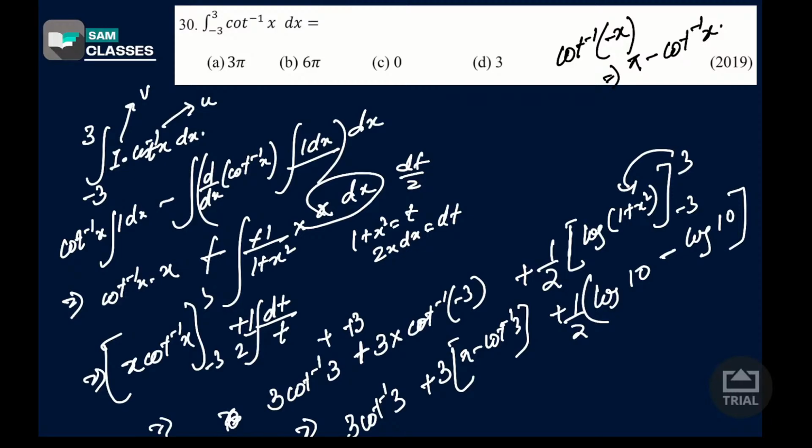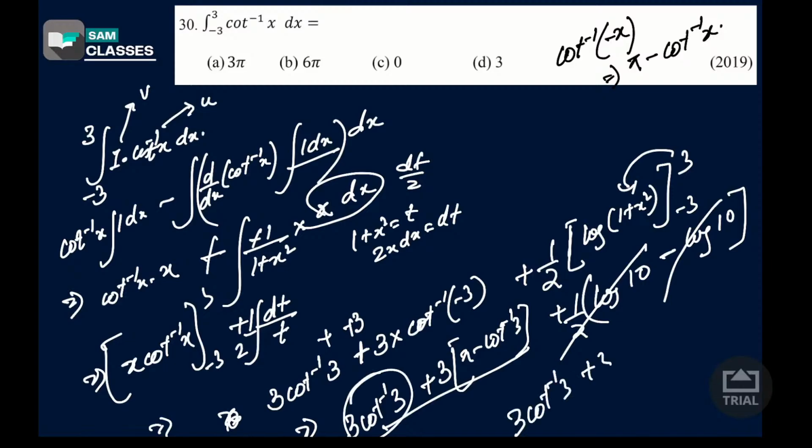Clear? So this whole thing vanished. What about this? What I got: 3 cot inverse 3 plus 3 pi minus 3 cot inverse 3. This got cancelled. 3 pi is the answer. How many people got the first option A as the answer? One, two, three, four. Rupa ma'am, what have you done? You got C.